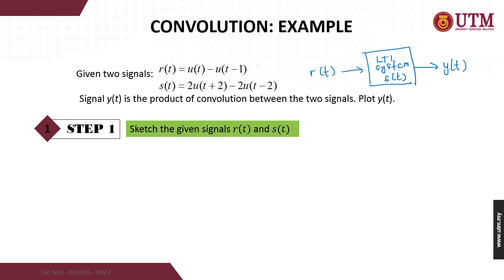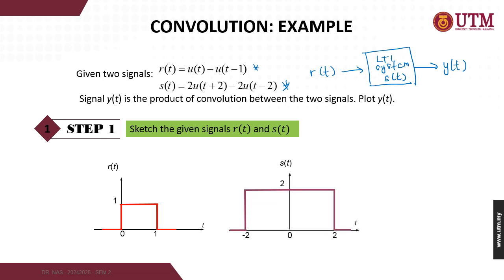So these are the equations for r(t) and s(t). So sketch these two signals first. So this is r(t) equal to u(t) minus 1, and the second one as the equation shown above.